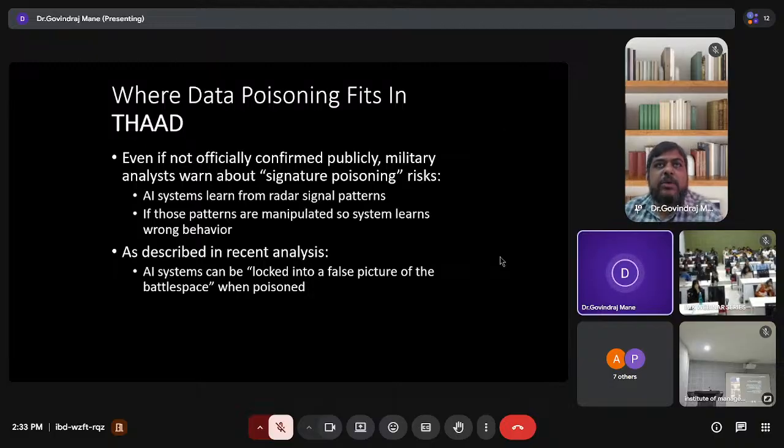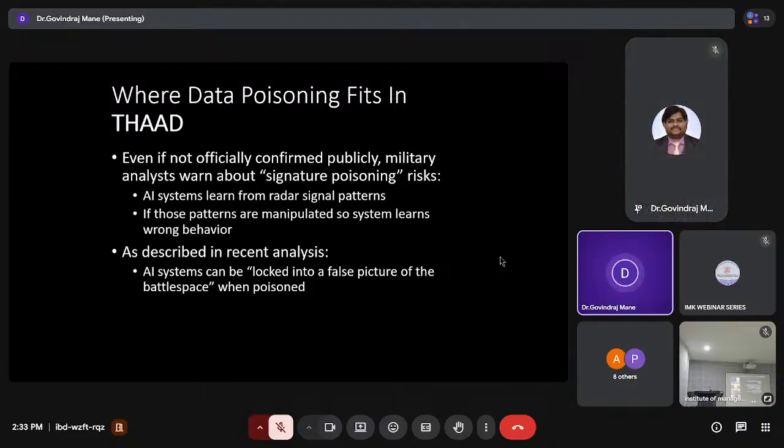So this was a disruption of data and trained data, and data poisoning was done, the system was misguided, and it was blown away. So this was the thing that happened.